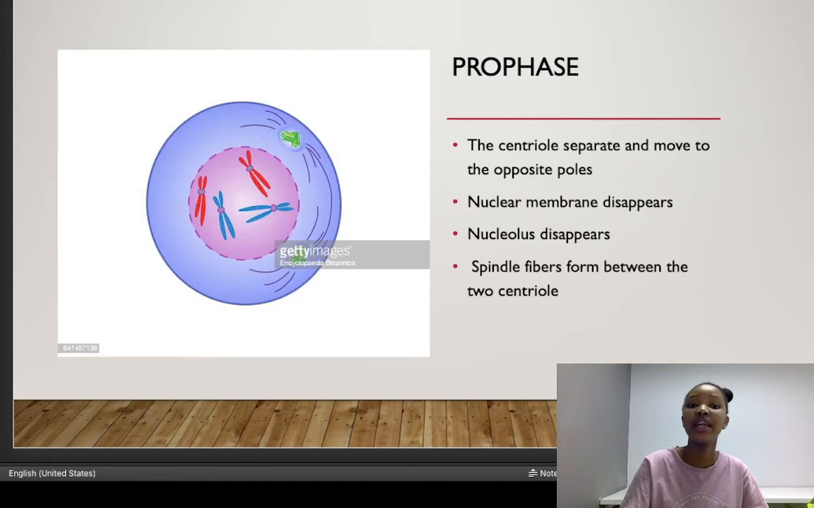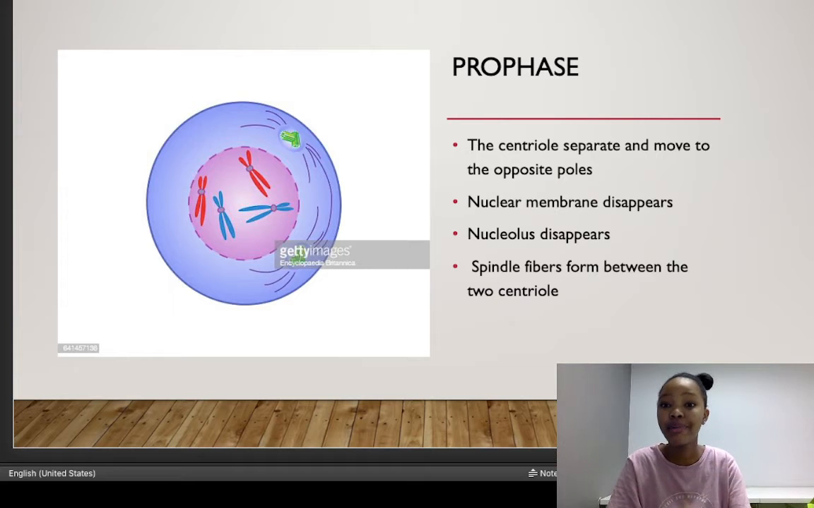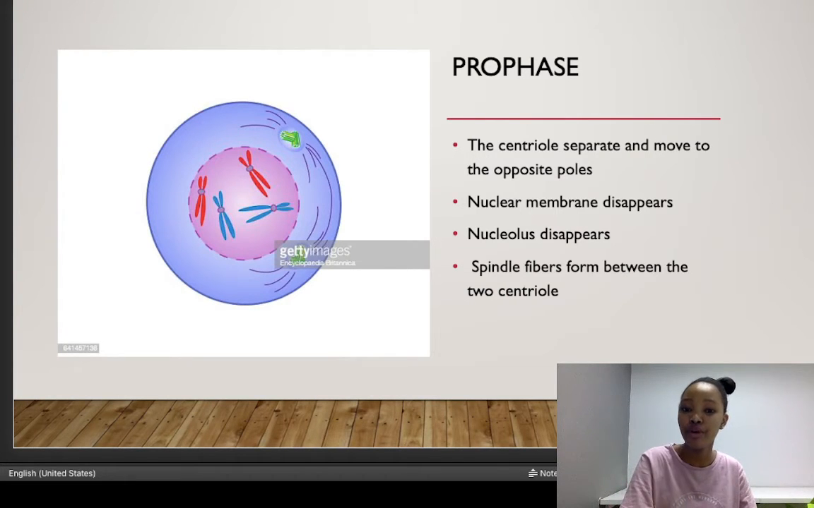So moving to the next phase, now we are getting into mitosis. Interphase was not part of mitosis, but it was part of the cell cycle. Now we are moving on to the second phase of the cell cycle, which is mitosis, which is divided into prophase, metaphase, anaphase, and telophase. Now we're moving on to prophase. In the prophase, it is important for you to know how to draw the prophase diagram, how to label it, and know what is happening on the prophase.